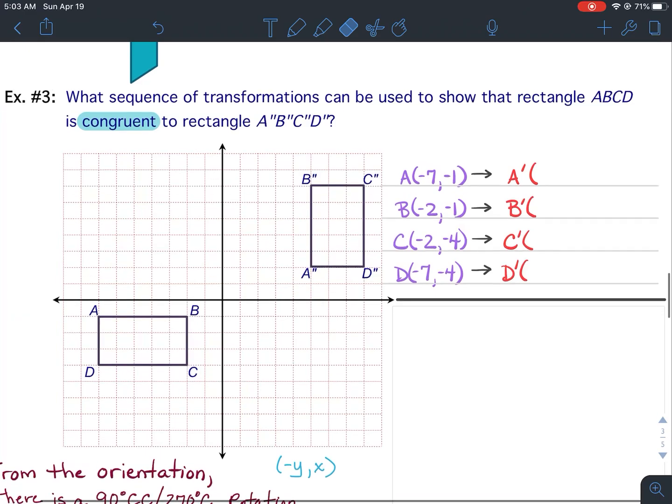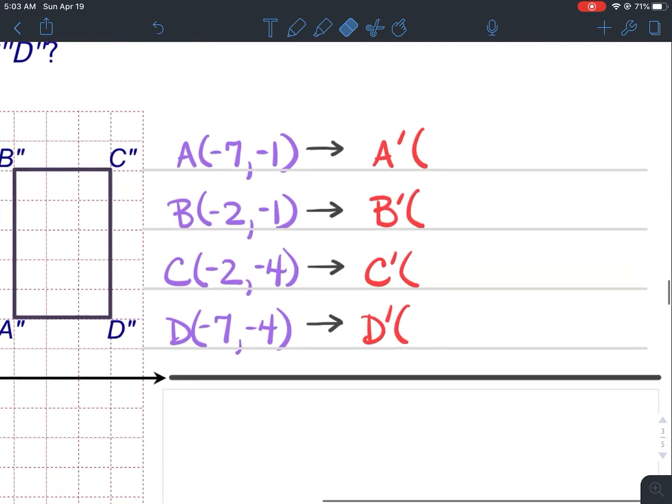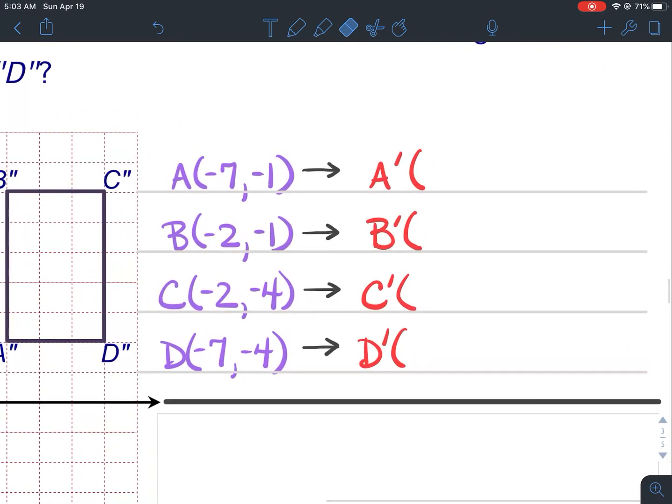So what I would like you to do now is write down exactly what I have written down here, because we're going to find A prime, B prime, C prime, D prime using negative y, x, that 90 degrees counterclockwise rotation. Pause your video, get your original points written down, and then your A prime, B prime, C prime, D prime written down.